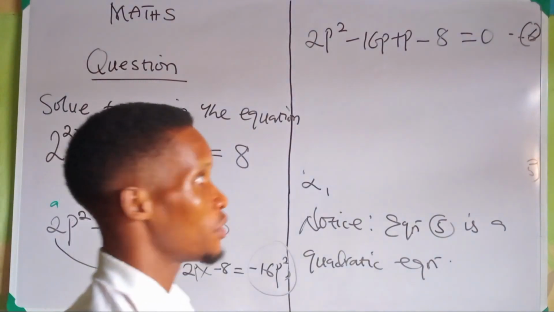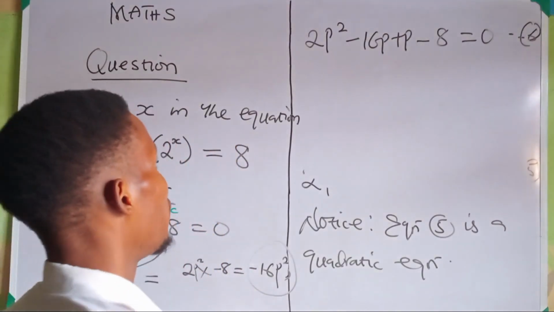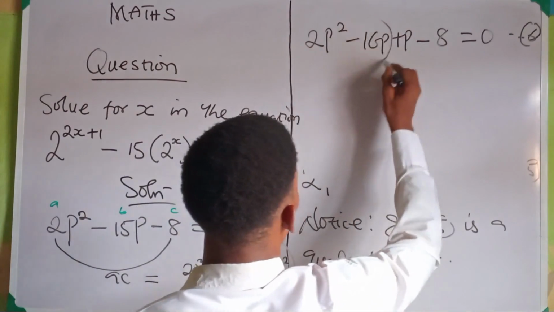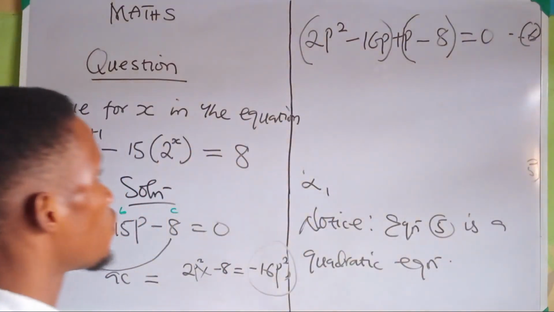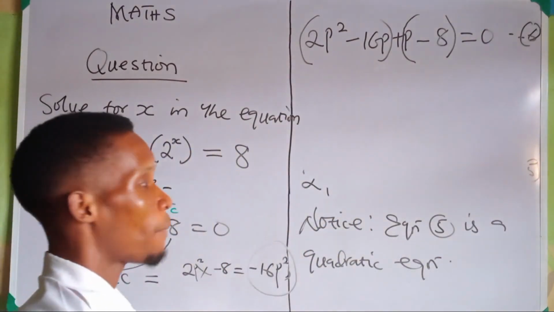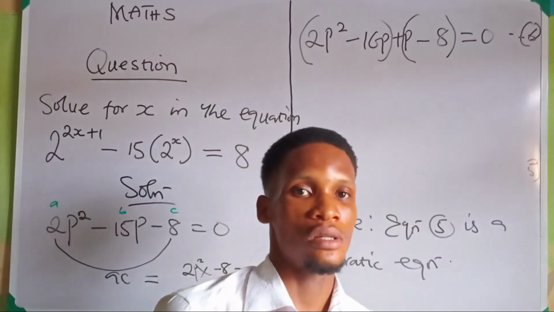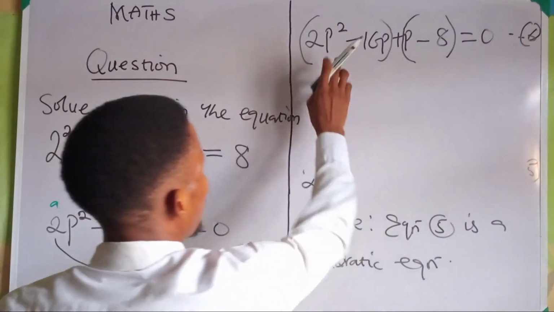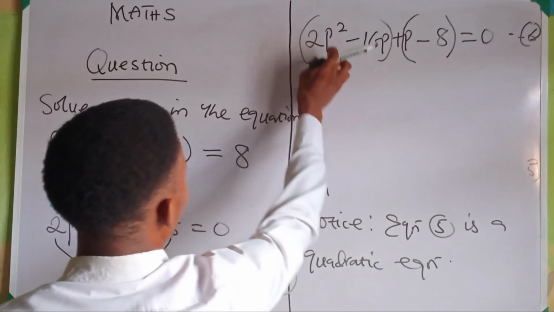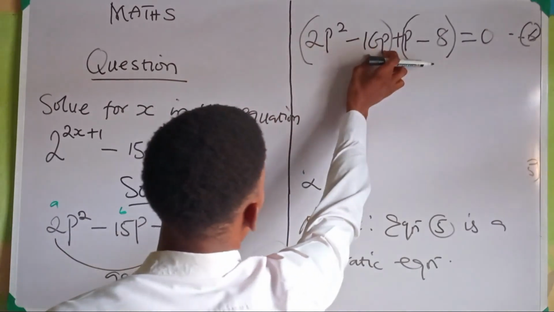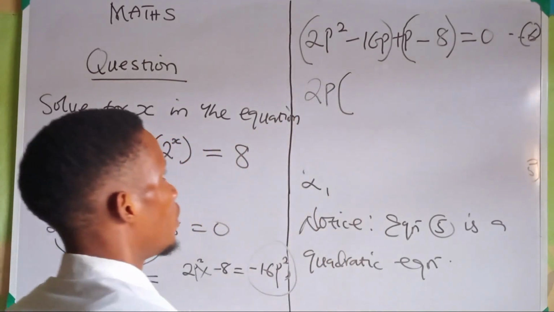The next thing we'll do is grouping. We'll group them together so that we'll find our p. The grouping should come in this form, and we also group this way. If we do the grouping that way, we now apply the factorization method. So what do they have in common in this bracket, what this side has and this side has? It should be 2p. 2p is what they have in common.